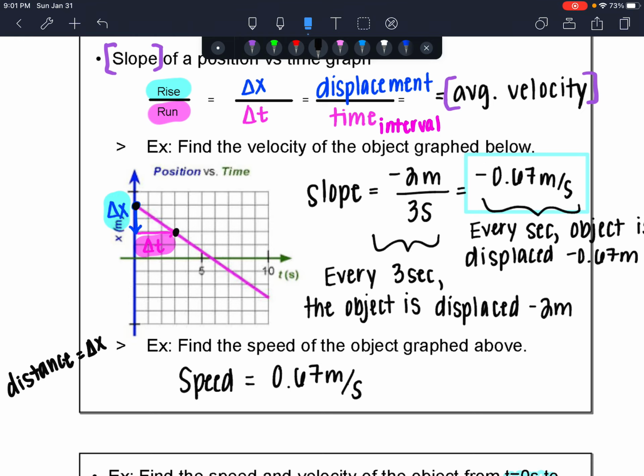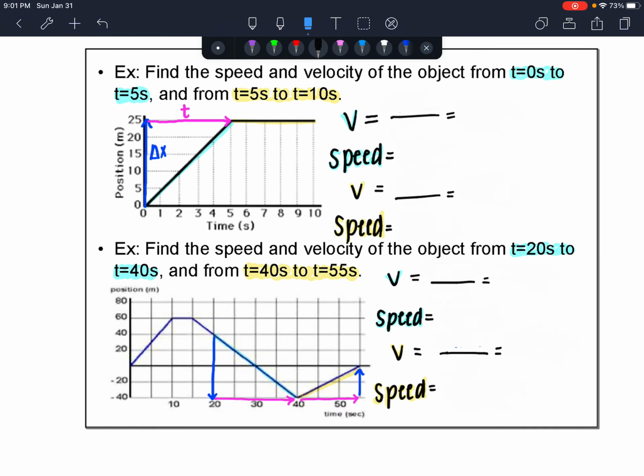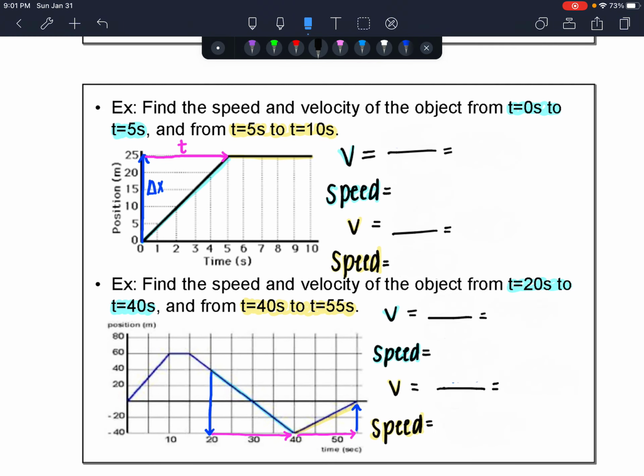Let's try one more problem together. Now we've got a graph that shows a line going linearly and then changing to a horizontal flat line, indicating there's a change in motion for this object during its time of travel. Let's try to find the speed and velocity of this object during 2 time intervals. The first time interval we're going to focus on is from 0 seconds to 5 seconds, and the second time interval is from 5 seconds to 10 seconds.